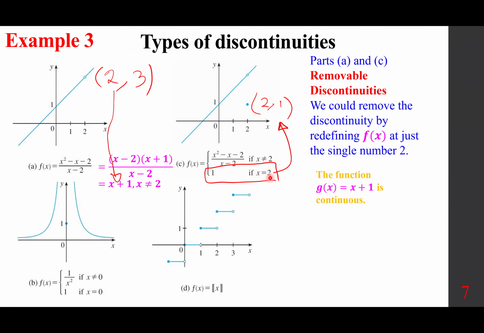However, if we look at this case, or this case, none of them we can fix. This one is the infinite discontinuity, also known as vertical asymptote. This one, jump discontinuities. You have a bunch of them. There's a jump. So we can't do anything about it, but this, we can fix it.